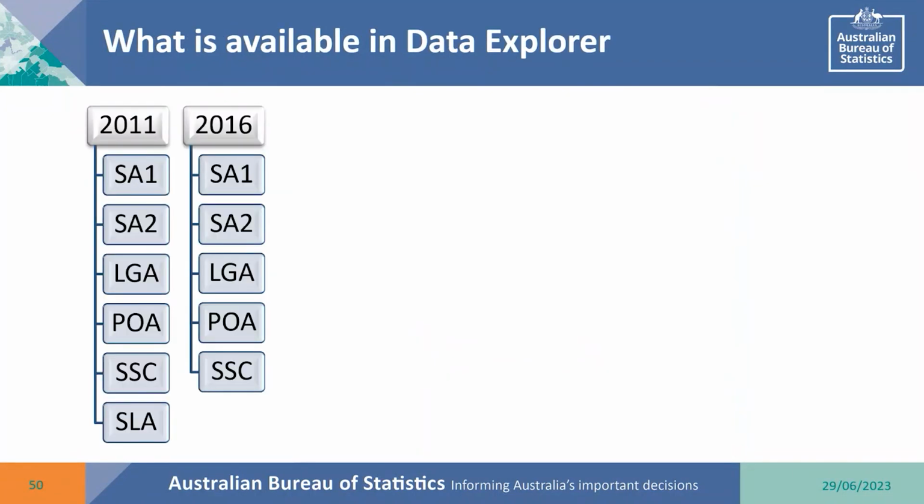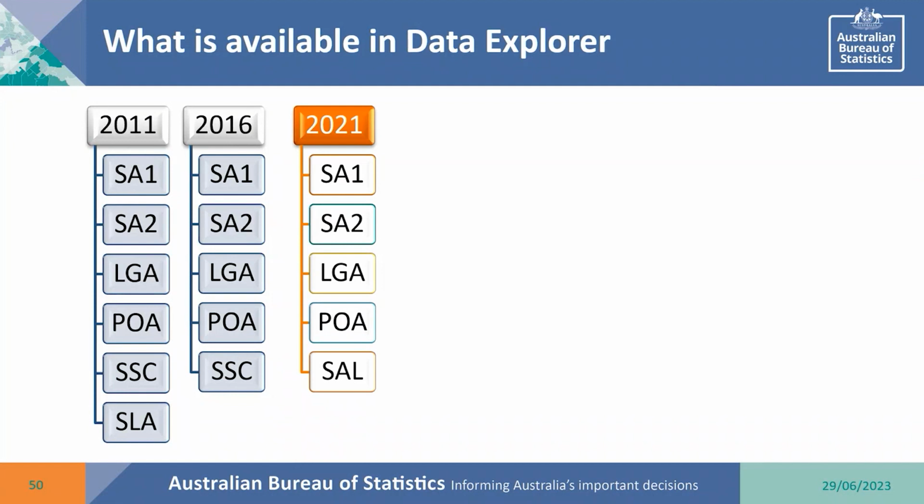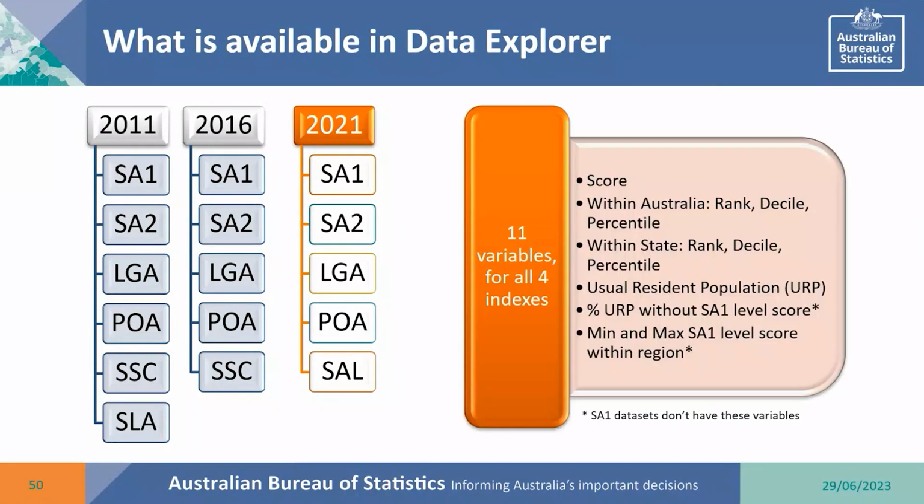So what we have available within Data Explorer, there is data for 2011 and 2016 and the newly loaded 2021 data. These are all of the geographies that are available for SEIFA, so for each census year. So in total, there's 16 data sets in Data Explorer. For the 2021 data set, all 11 SEIFA variables are included for all 4 indexes, except for the last 2, which aren't available, obviously, for the SA1 level indexes.